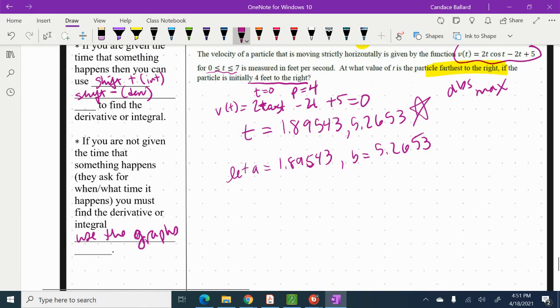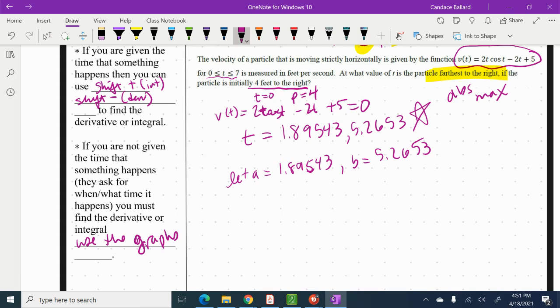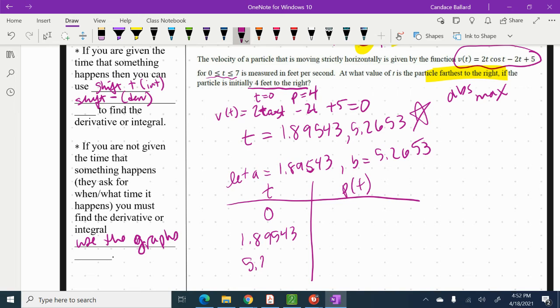All right, now I'm going to get a t-chart going. So we know that we've got to put our critical numbers in the t-chart, and when we're doing an absolute max, the t-chart is our explanation. So this is going to be our t value, and this is going to be our position at t. So I'm going to put in a 0. I'm going to put in 1.89543. I'm going to put in 5.2653, and then we have to put in our other endpoint. So remember, when we're doing absolute, we have to test both of our endpoints. That's why I need the 0 and the 7.